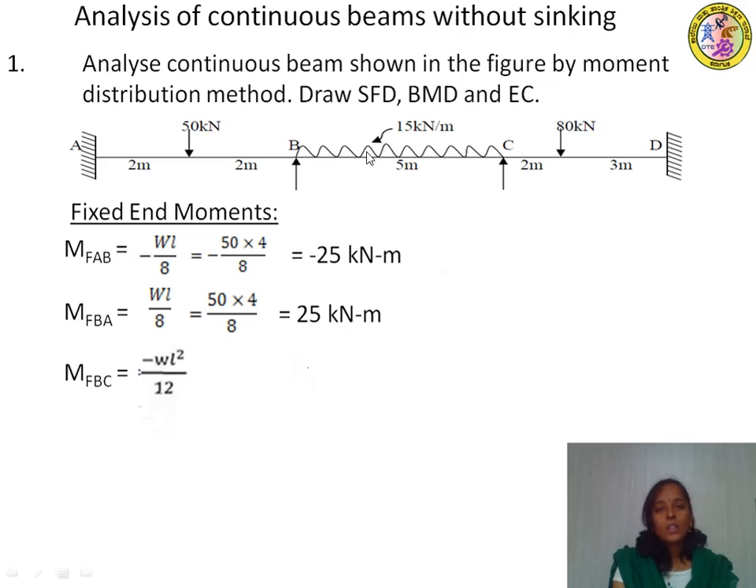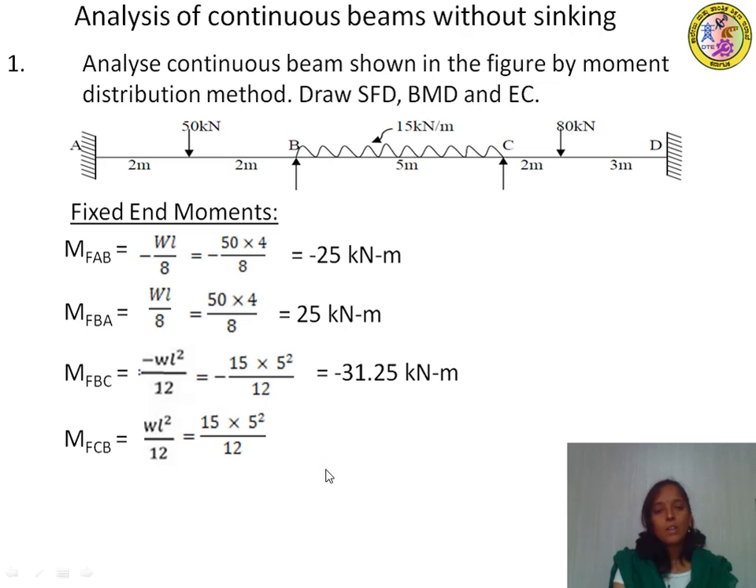That is equal to, since it is subjected to a UDL, minus WL square by 12, where W is equal to intensity of UDL 15, minus 15 into L, length of the member BC, 5 square by 12, that is equal to minus 31.25 kilonewton meter. Next MFCB, that is calculated by using the relation WL square by 12. Substitute the values of W and L, you will be obtaining MFCB as plus 31.25 kilonewton meter.